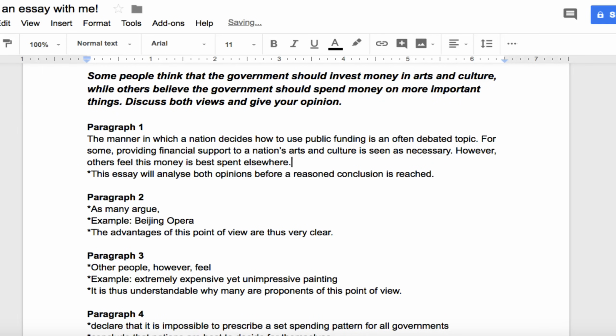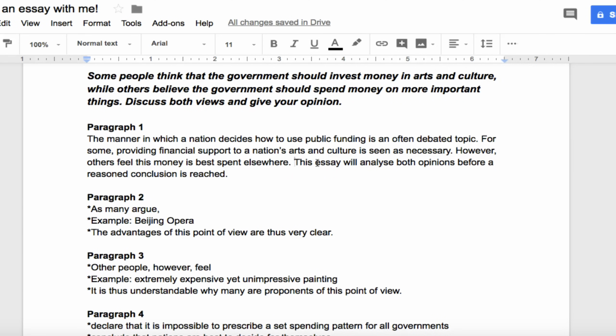So when the examiner reads this, they're very clear on the 2 positions that are going to be looked at. Now we want to finish this introduction paragraph with a very clear statement of how we're going to approach this discussion, and that's where this sentence fits in. So this essay will analyze both opinions before a reasoned conclusion is reached, and of course you can switch this sentence around any way you need. So perhaps you could say something like before arriving at a reasoned conclusion. We could change analyze to examine. We could change opinions to points of view.